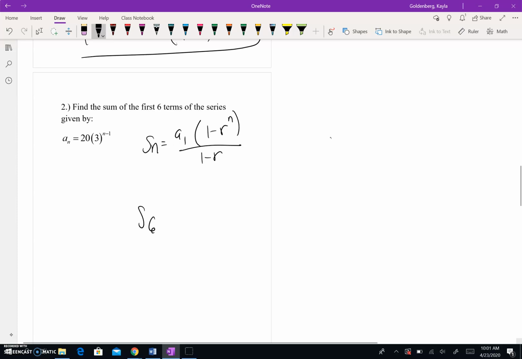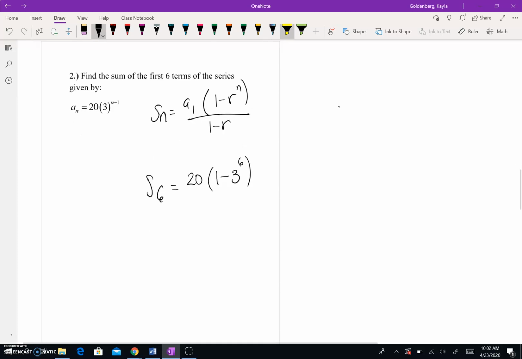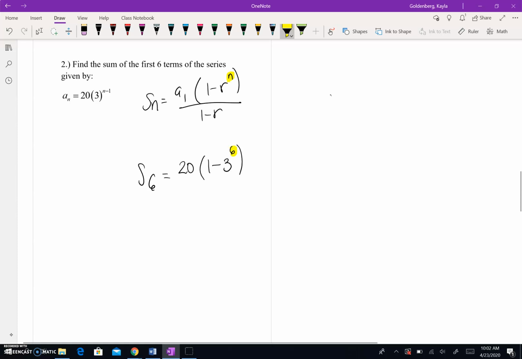So the sum of the first 6 terms, I'm going to put the total terms at the bottom. My first term is 20, right? You start with 20 and then you start multiplying by 3. 1 minus my ratio, which is 3, to the nth power, that's how many terms. That's going to be 6. If it helps, you can highlight where the n is coming from, where the a sub 1 is coming from. Sometimes people like seeing those color codings to help. And then it's all going to be over 1 minus your common ratio of 3.